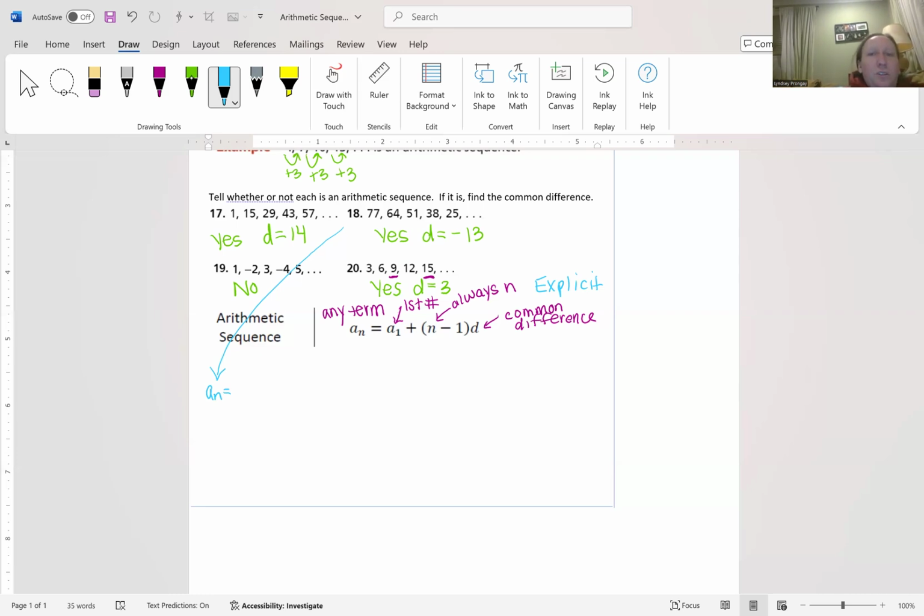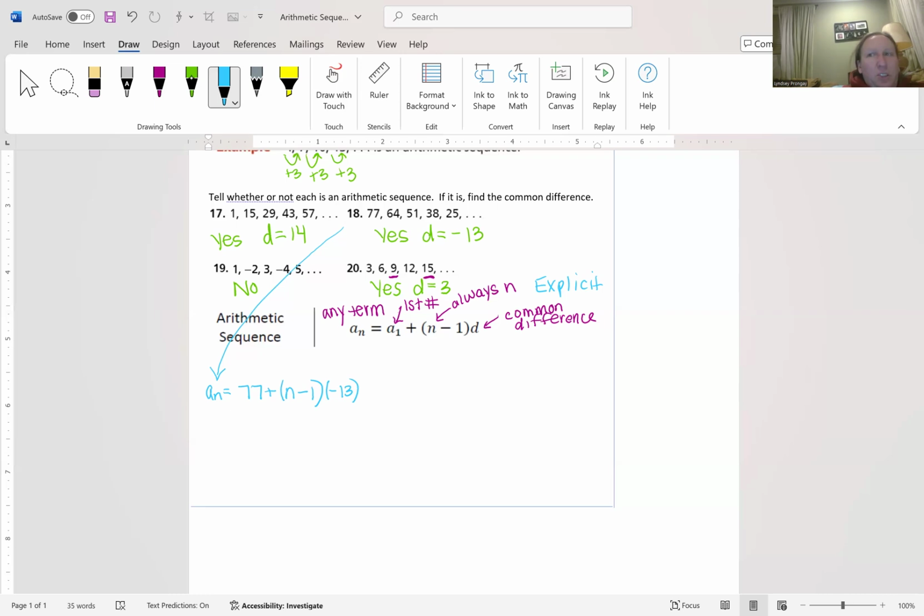The first term in that one is 77. So we're going to say 77 plus, and we're going to put our n minus 1 because that's always going to be there. And then we said the common difference in that one was negative 13. So I do want to show, whether with parentheses or a dot, it doesn't matter, that there is multiplication there. I can't just write minus 13 because it'll look like you're subtracting 13, not multiplying it. And this is the general setup of our arithmetic sequence.